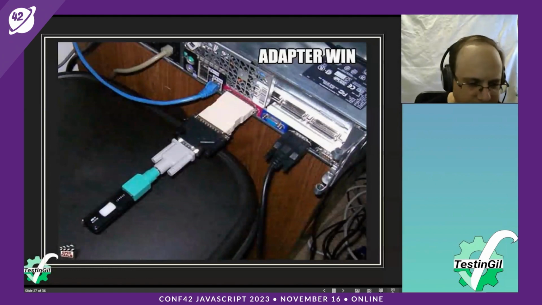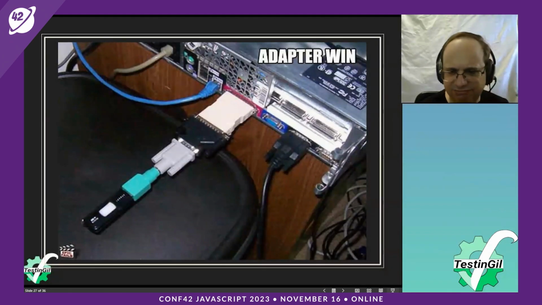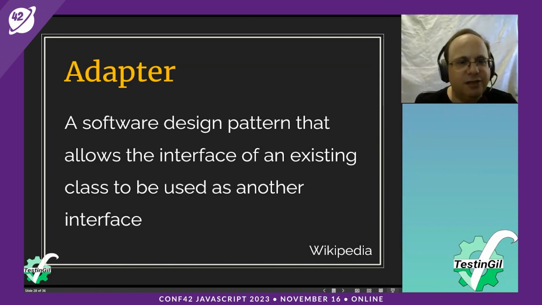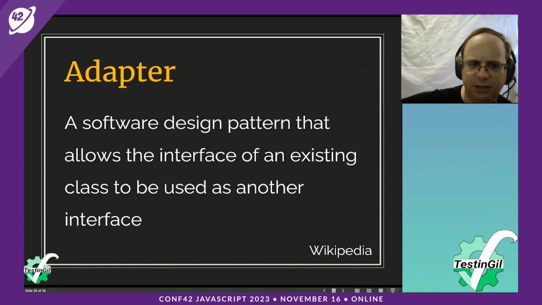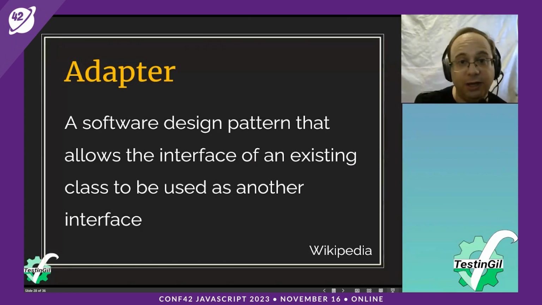So adapters. Adapters are basically an interface change, like you see on the screen here. The definition is a software design pattern. This comes from an actual design pattern from the Gang of Four book, a very boring one. A software design pattern that allows the interface of an existing class to be used as another interface. We already saw a repository. It's an interface change that behind it does something. Other adapters that you may know: proxy, which has the same interface but a different implementation, or facade, a simpler interface around something that's very complex.